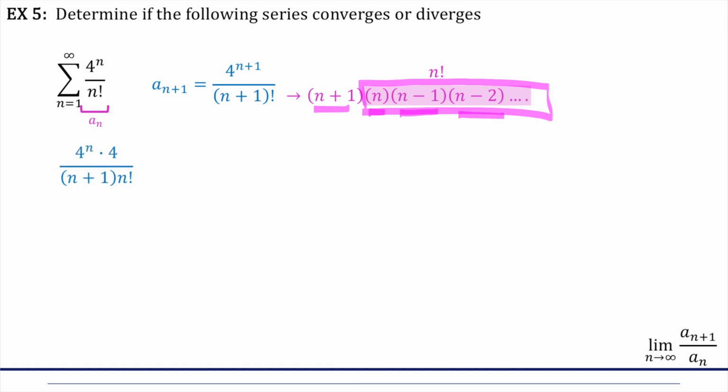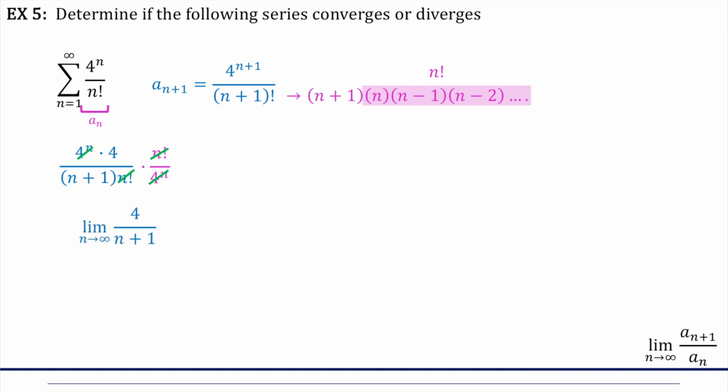All right, so let's rewrite that. Our n plus 1 term is 4 to the n times 4. I just rewrote that so I could see it a little bit better, over n plus 1 times n factorial. Then I'll multiply that times the reciprocal of my a sub n, and then cancel some stuff out. The n factorials are gone, the 4 to the n's are gone. So we take the limit as n approaches infinity of 4 over n plus 1. That's 0, which is less than 1. So my original series converges by the ratio test.